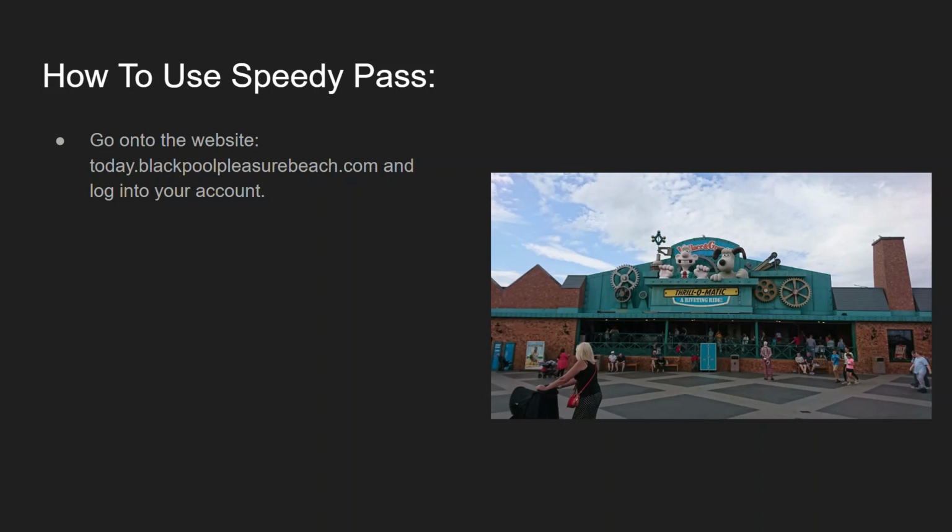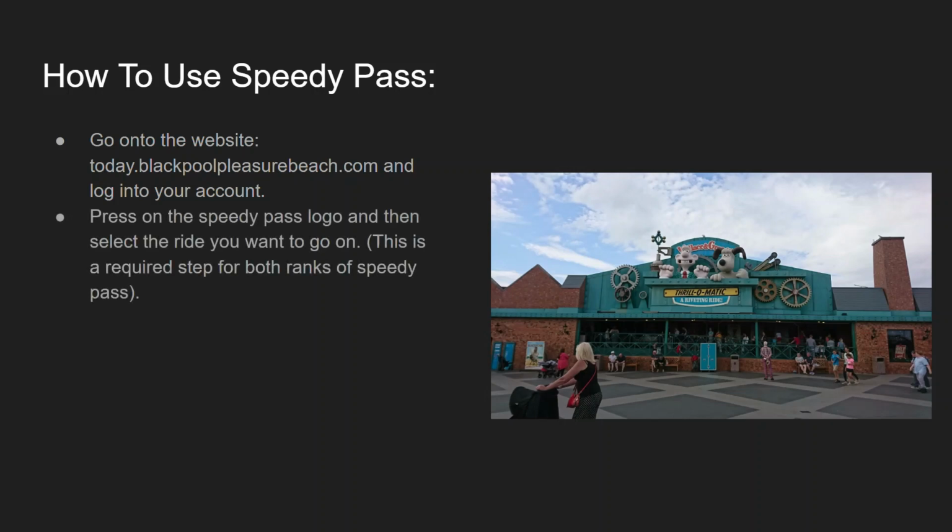And then, of course, you'll need to log into your account, do all that, and get your e-ticket all sorted. And then, of course, you'll need to press on the Speedy Pass logo and select the ride you want to go on. Some of this has actually changed, though, because sometimes the Speedy Pass logo doesn't show up, and sometimes the tab for it doesn't show up, and it's got a bit messy in places. But if you just find your Speedy Pass ticket in your booking, then it will come up either way.